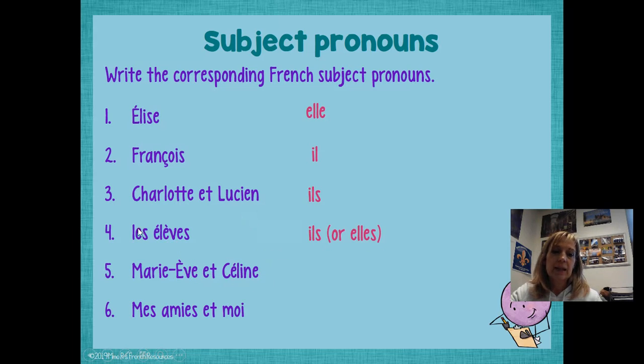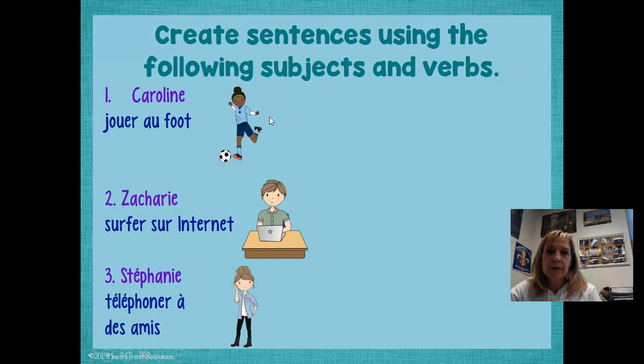Marie-Ève et Céline, two girls, would be replaced with elles with an S. Mes amis, so mes is my, mes amis, my friends, mes amis et moi. So this time it's someone else and me. So if I would say my friends and I, we eat at the cafe. Okay, so mes amis et moi would be replaced with nous. Très bien, nous.